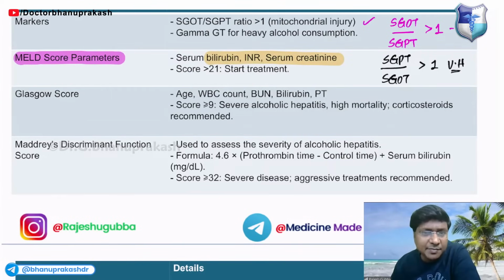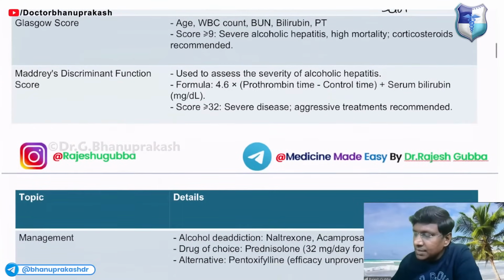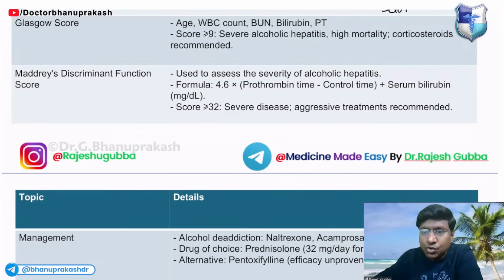But what is the importance of the MELD score? The importance of the MELD score is that this will decide when to start the treatment. Now, if the score of the individual is more than 21, that is when you need to start the treatment with steroids. The treatment that you need to give is steroids, but the score should be more than 21.